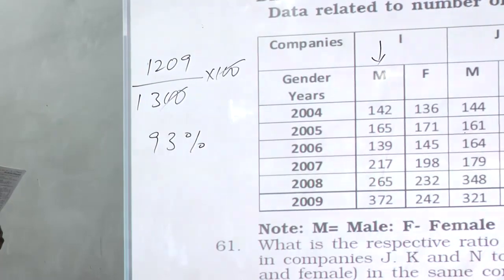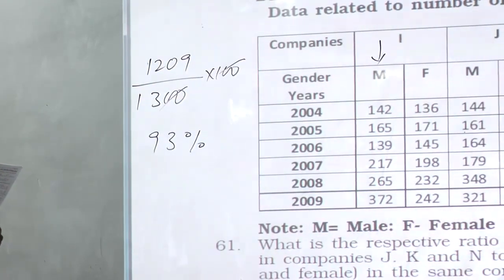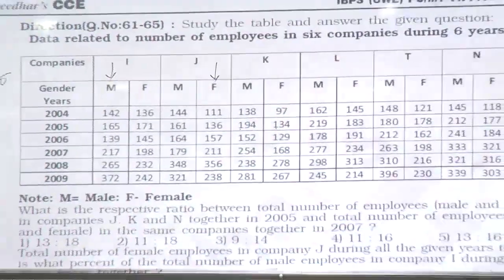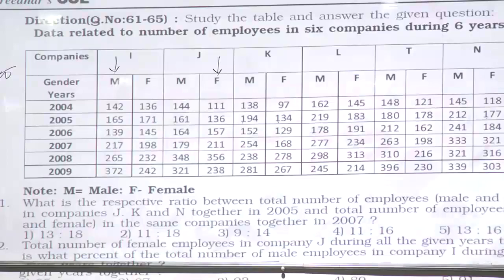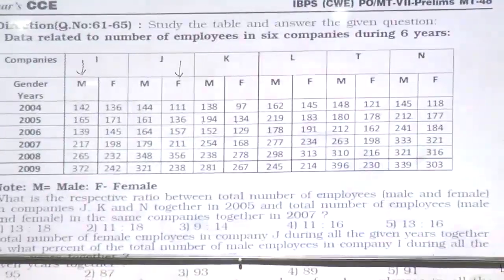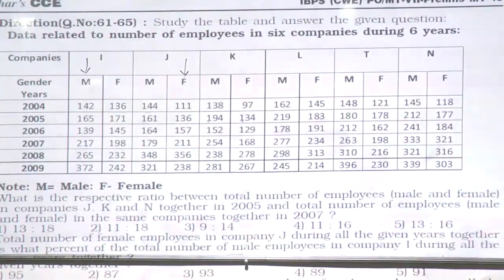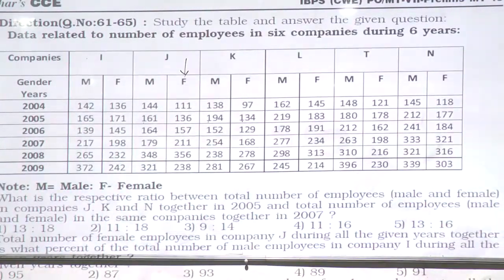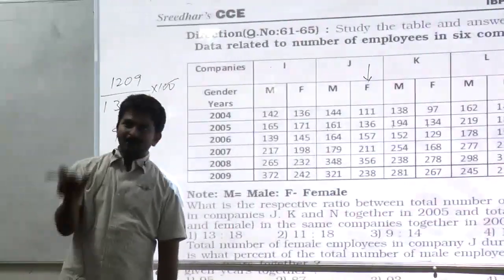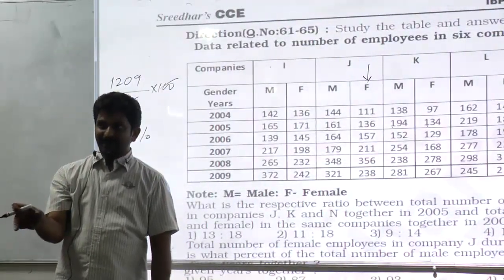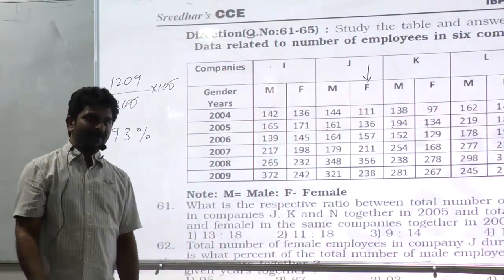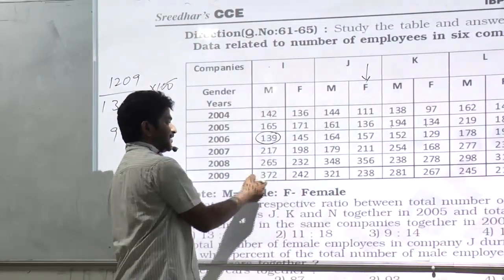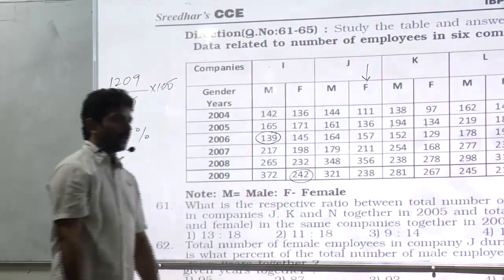Question 63. What is the difference between average number of male employees in all the given companies in 2006 and average number of female employees in given companies in 2009? Male in 2006, female in 2009. Let's go for individual difference and then we can go for average. But be careful when you take numbers.